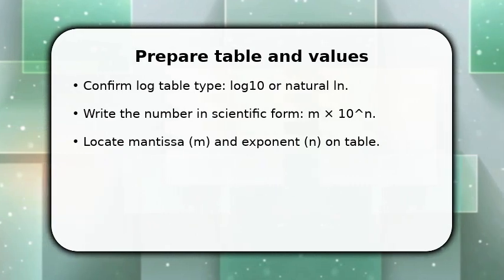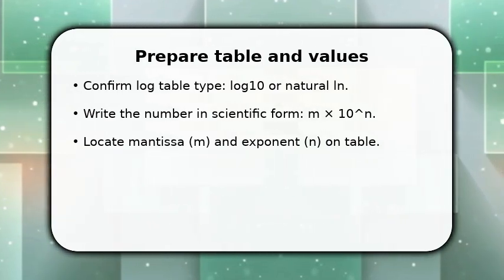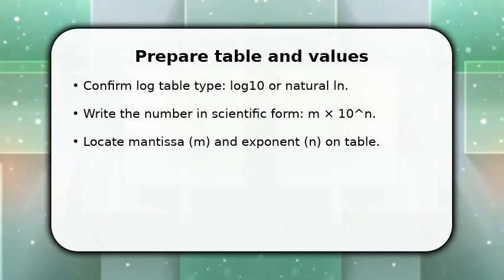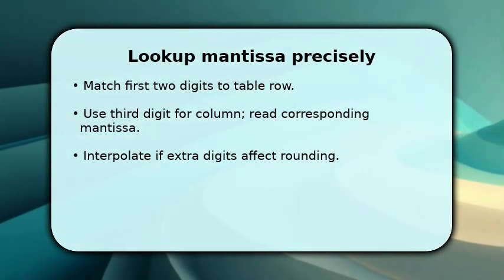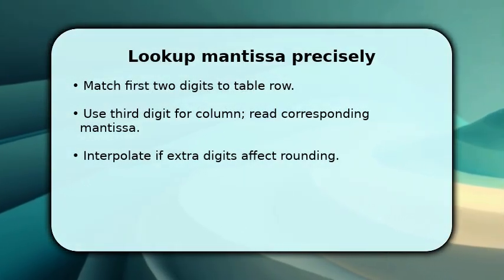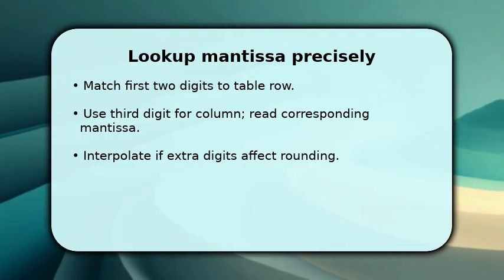You now read the mantissa from the table. Take the first two significant digits of m to find the row and the third digit for the column, because tables index that way for precision. Read the mantissa value directly.